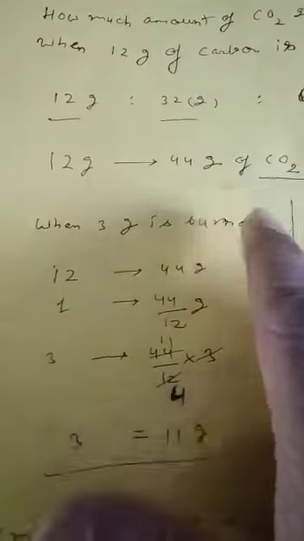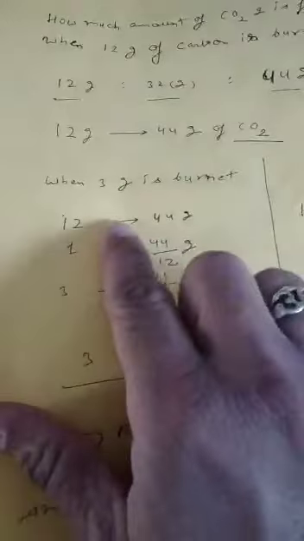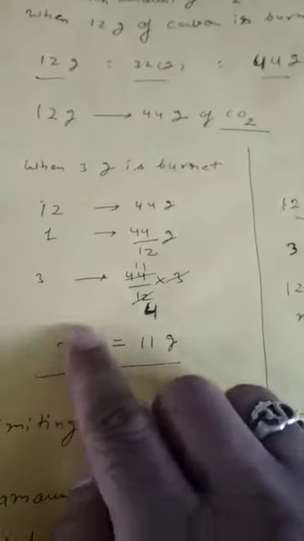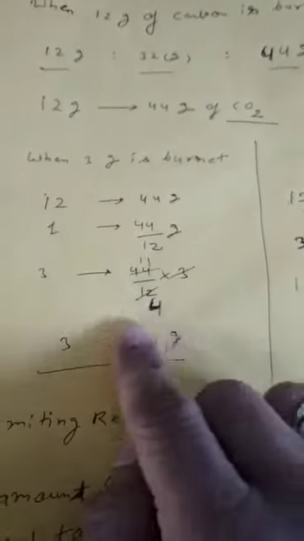Suppose you are asked how much CO2 is formed when 3 gram of carbon is burned. You can easily find out using the same stoichiometric coefficients or amount. By the stoichiometry, 12 gram of carbon gives 44 gram. So 1 gram will give 44 by 12. So 3 gram will give 44 upon 12 into 3, so it will be 11 gram. So when we burn 3 gram of carbon, 11 gram of CO2 is formed.